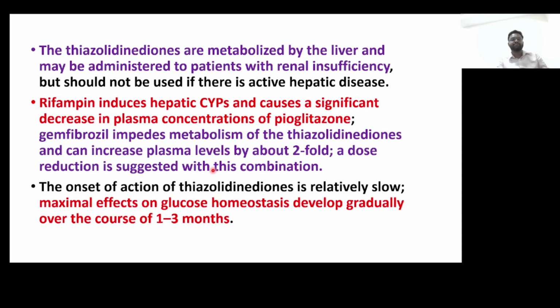It can increase the plasma levels of pioglitazone by about 2 folds. So if you are combining gemfibrozil along with pioglitazone, a dose reduction is required with this combination. The onset of action of thiazolidinedione is relatively slow, so the maximal effects on glucose homeostasis develop gradually over the course of 1 to 3 months.